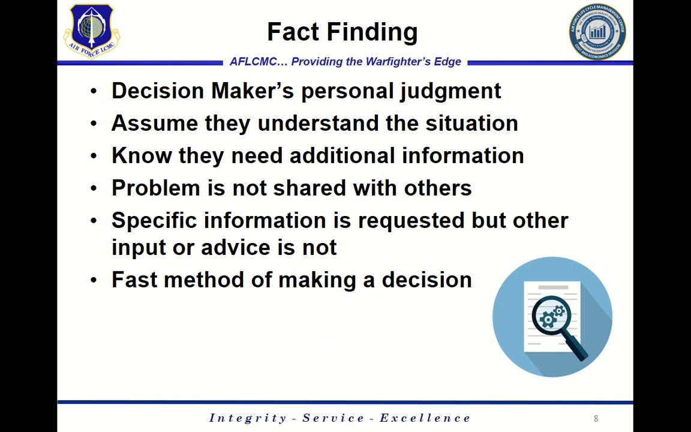The next decision type is fact-finding. In this case, the decision maker is basically admitting that they don't know everything about the situation. They may understand the problem, but they don't have all the information. So this is where the most rudimentary decision support comes in, where they're going to be asking for information from you. They're going to be asking for budget information, for cost information, or for some kind of data so that they can make a better decision. They admit they don't have all the data and they need to get it from you.